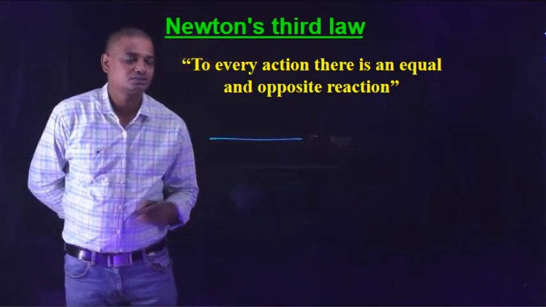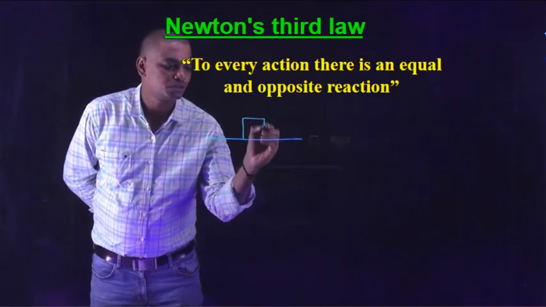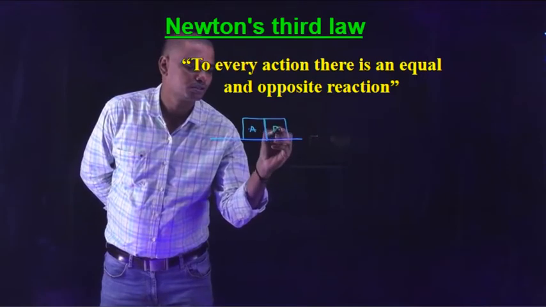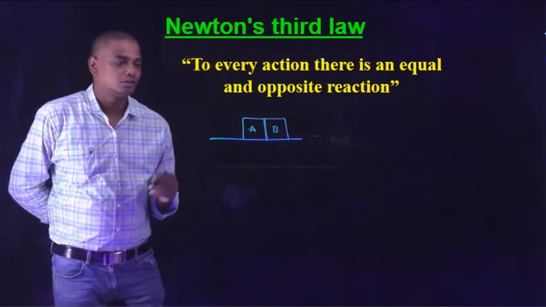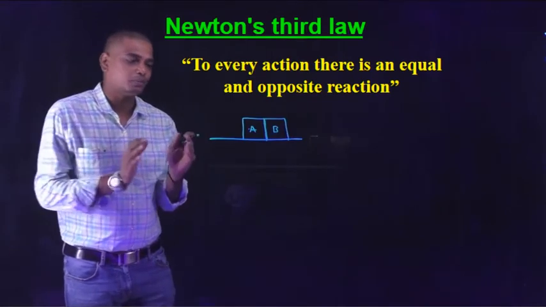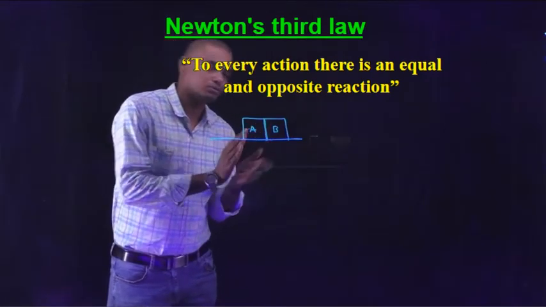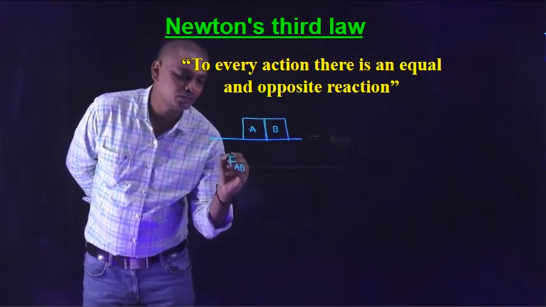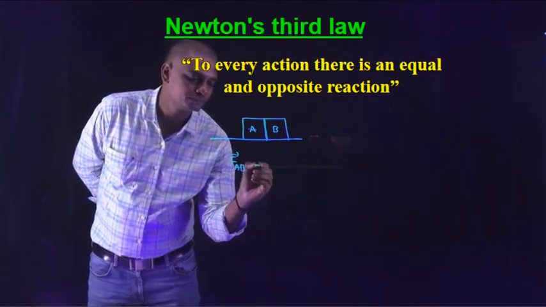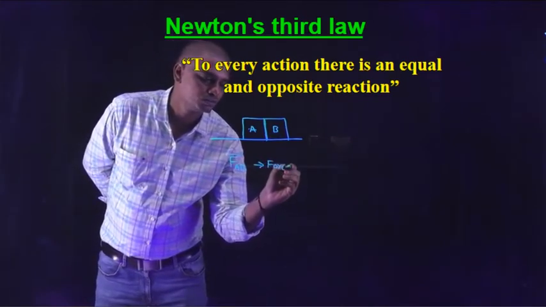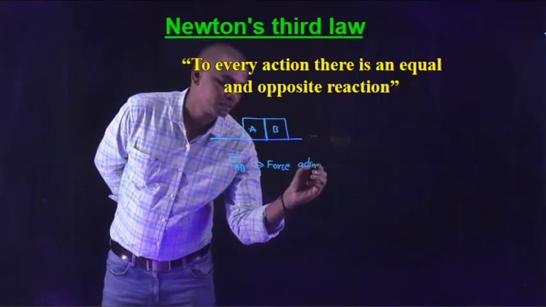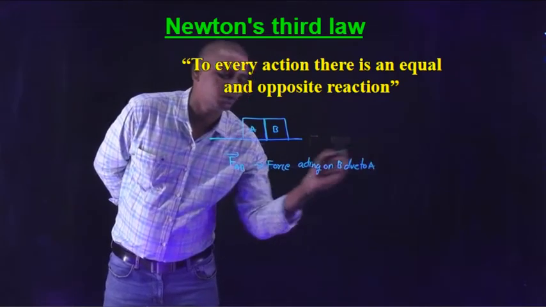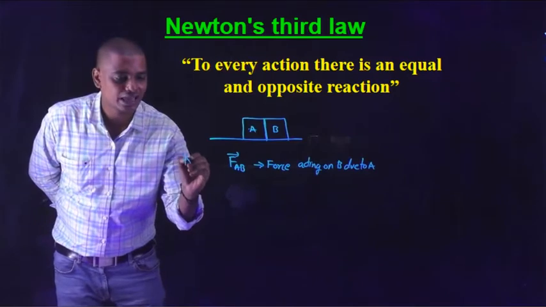a horizontal surface in which two blocks are placed. It is the block A and another block B. Now, here action reaction. Suppose a block A exerts a force on block B. So, here action represents, let F_AB be the force acting on B due to A. Force acting on B due to block A represents an action.